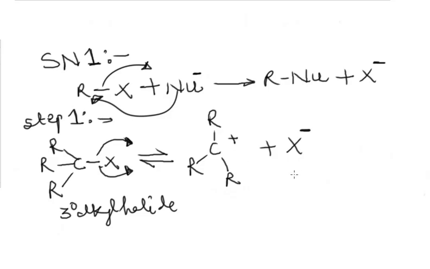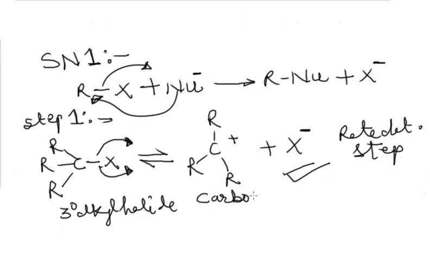Now this step is a slow step and it is considered as a rate determining step. Now here the carbon contains the positive charge and it is termed as a carbocation. This one is the carbocation. Now this is the first step.